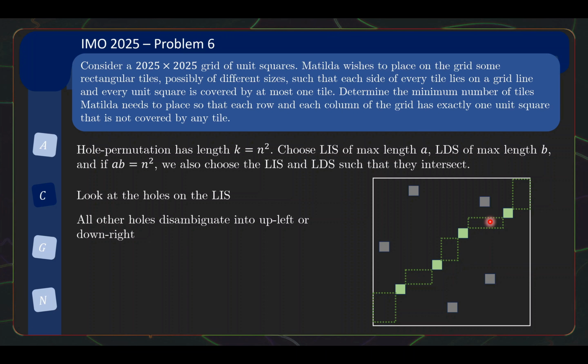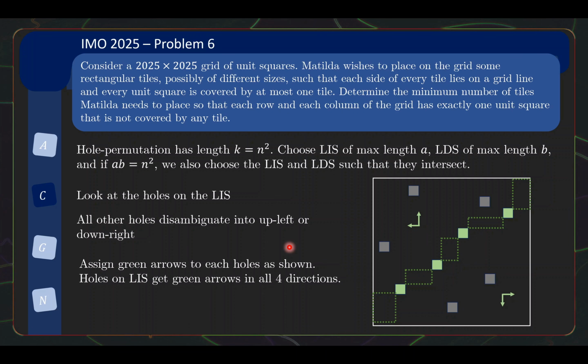What this means is that my LIS holes, I'm just going to call them green holes from now on. The green holes, together with these shaded green regions, split the grid into an up-left and a down-right area. So all the other holes either belong to the up-left or down-right regions. The green holes themselves lie on the boundary, so to speak.